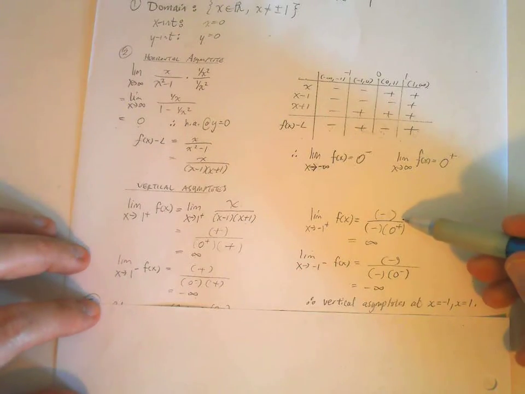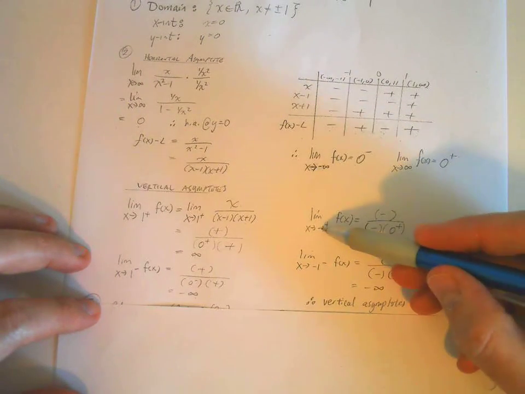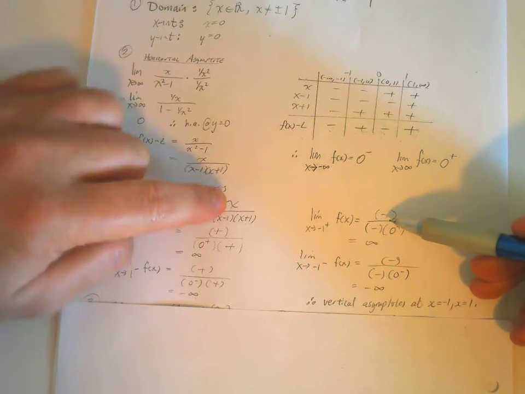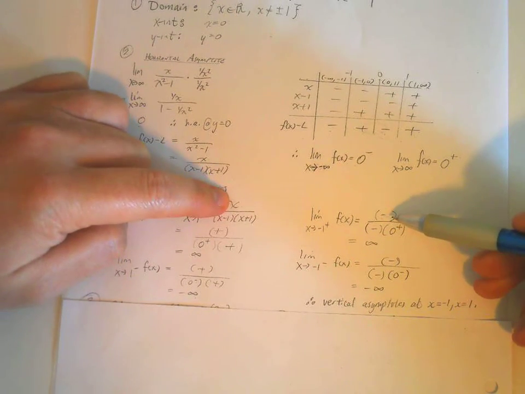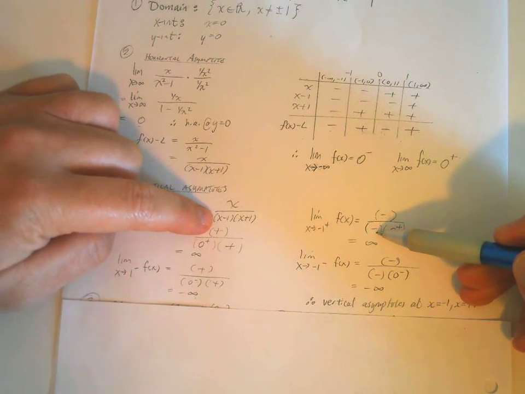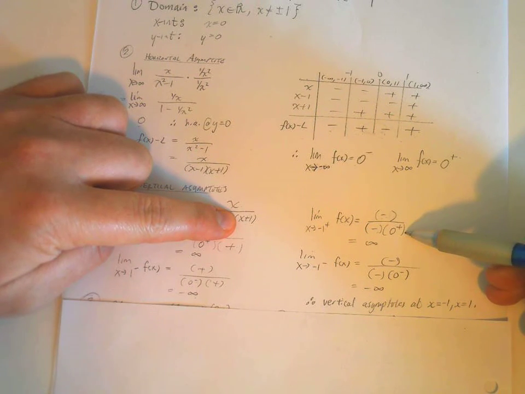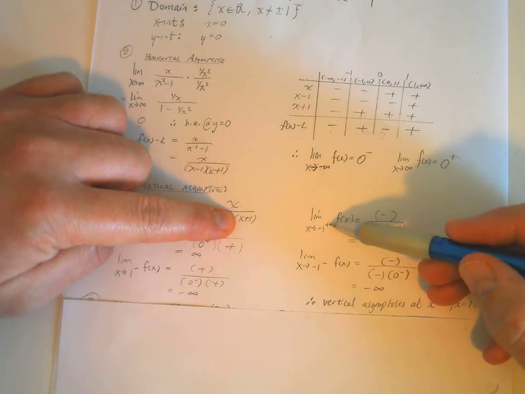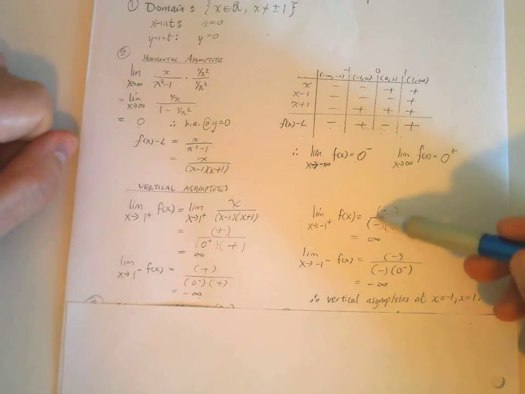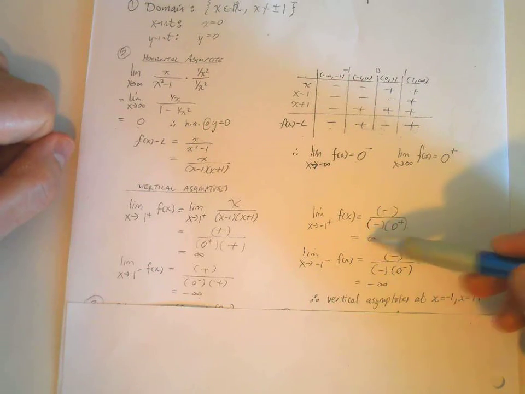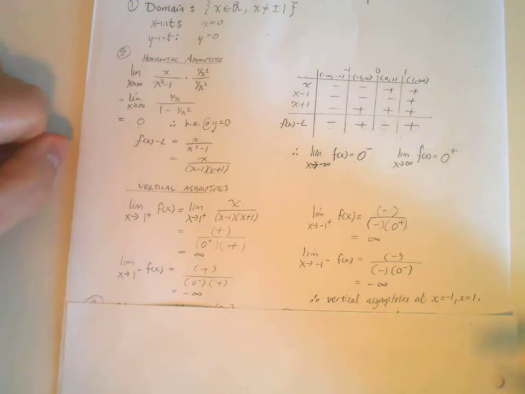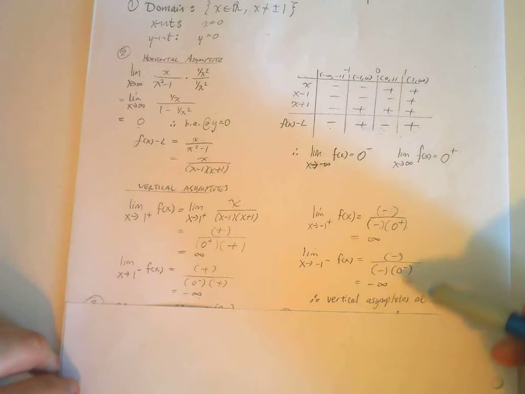And then the same kind of idea is going to happen over here when I approach -1. If I plug in -1 here, this is a negative. If I plug in -1 here, it's negative. If I plug in -1 here, that will now go to 0, but it'll be a slightly positive number because it's a little bit more than -1. I've got an even number of negatives, so it's a positive number, and I'm dividing by 0, so it's infinity. And then the same kind of logic is happening down here.